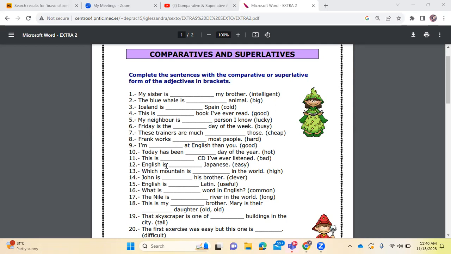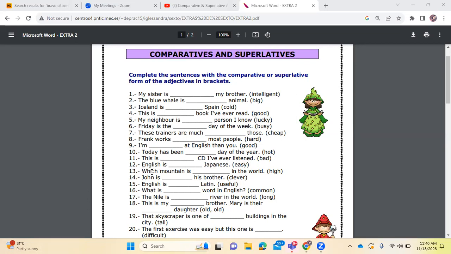This is blank CD I have ever listened to. Again, we are talking about just one. This is the worst CD I've ever listened to. The superlative form of bad is worst.